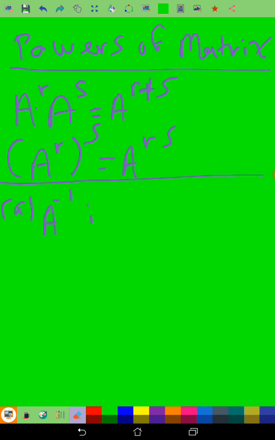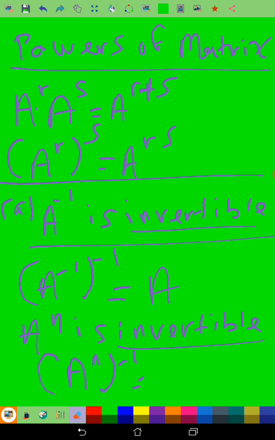If A is invertible, this is a given, then if you have A inverse and you inverse it, you will get the matrix A. And you also have the property that any matrix to the power of n is invertible. And if you do the inverse of this matrix to that power, it's the same as taking the inverse of that matrix and putting it to that power. It should give the same result.